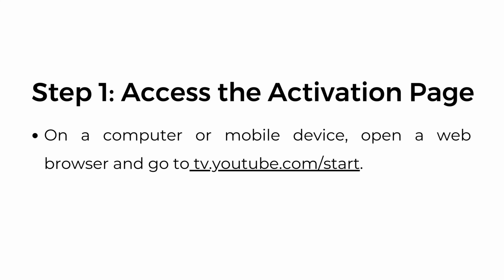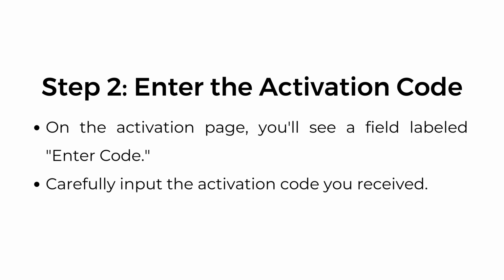On a computer or mobile device, open a web browser and go to tv.youtube.com/start. Step number 2, enter the activation code. On the activation page, you will see a field labeled Enter Code. Carefully input the activation code you received.